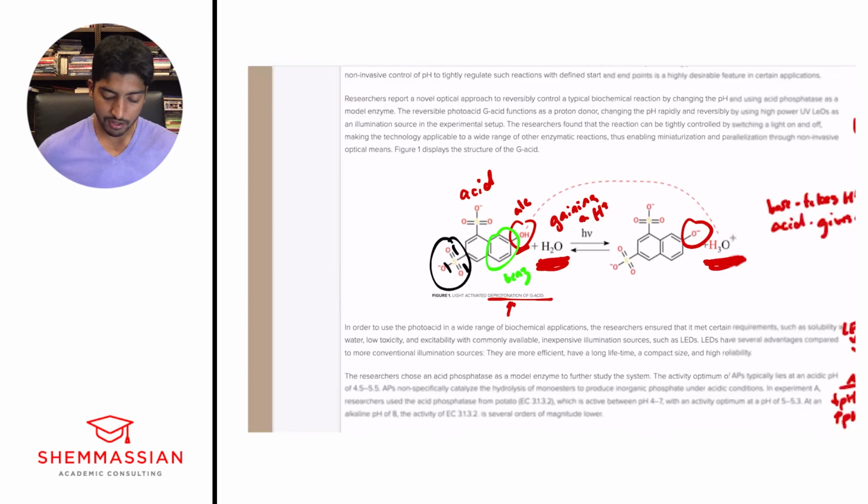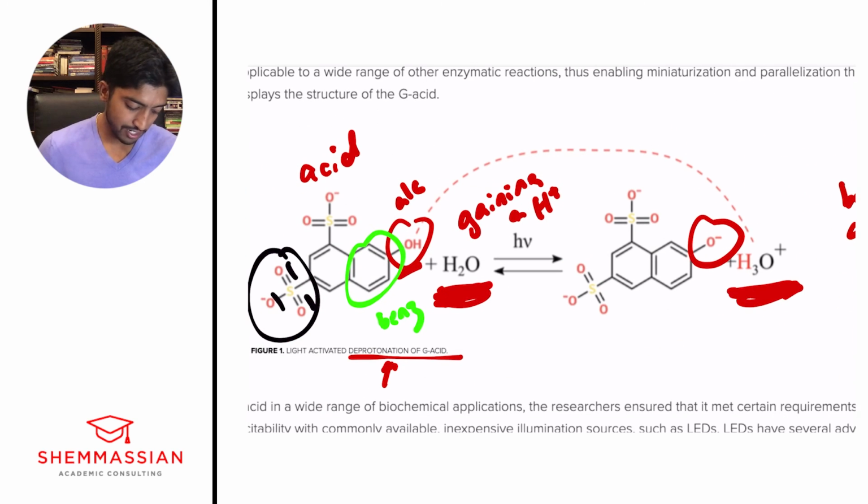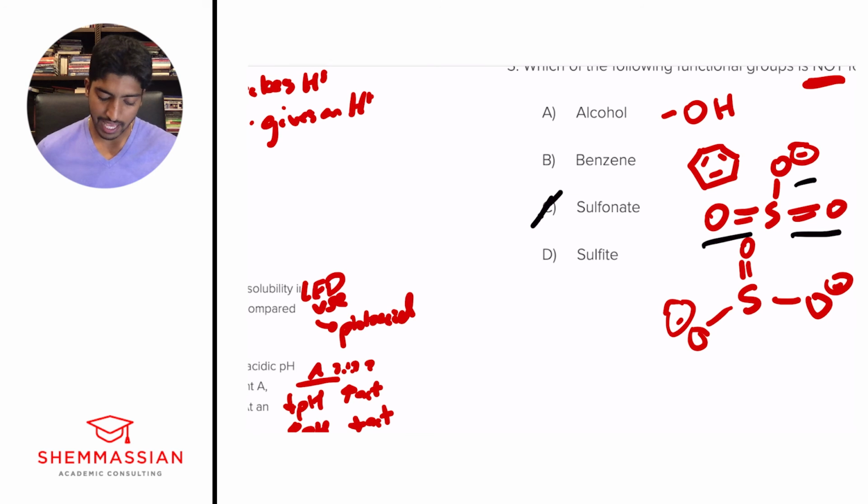And so with that, we can eliminate C. And if we look at the other one, it's identical to this double bond, O minus. And so it does not have a sulfite group, right? We saw the alcohol, we saw the benzene, we saw the sulfonate.